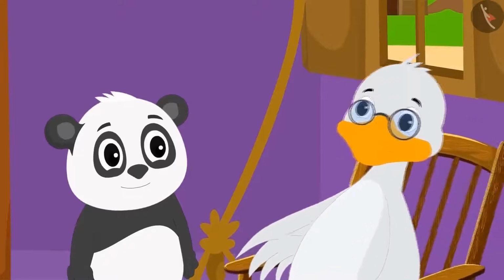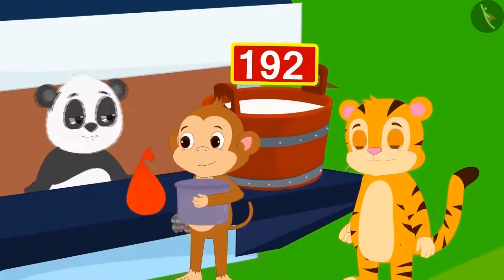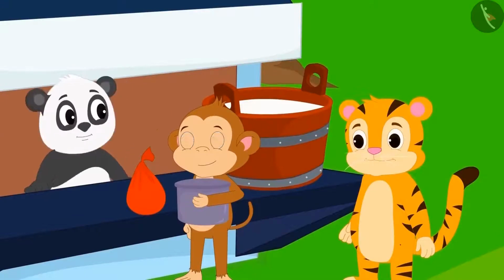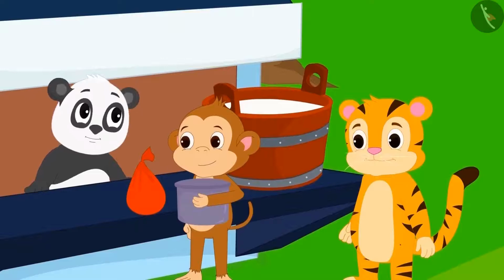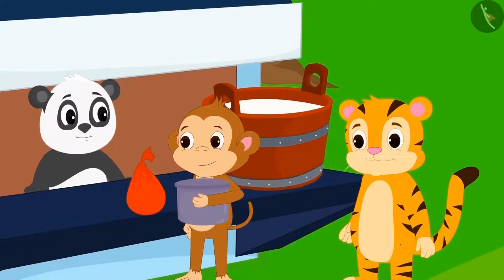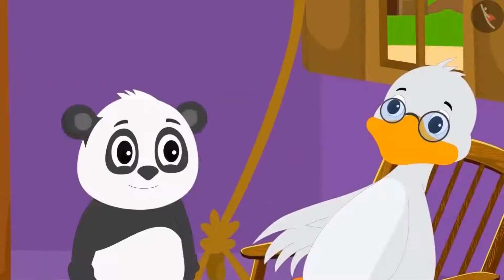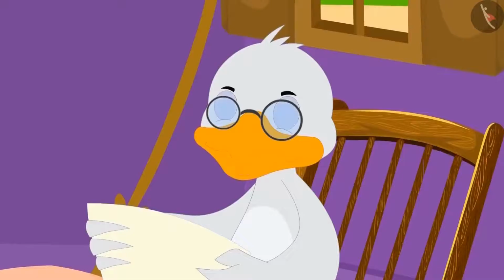Golu Panda is telling Uncle that today morning Babban came to his dairy to get milk. He gave Golu rupees 192 and Golu was to take rupees 65 from him. Golu could not find out how much money he would have to return to Babban. Golu had written the question like this. Golu dear, you have written this question wrong.